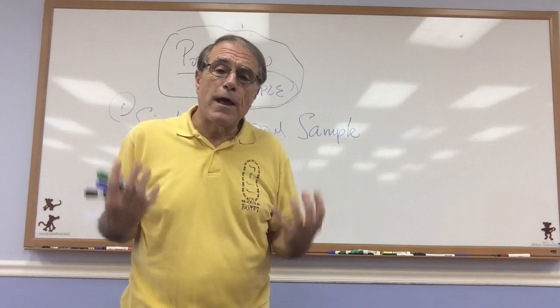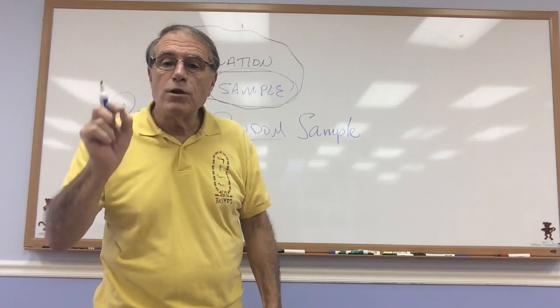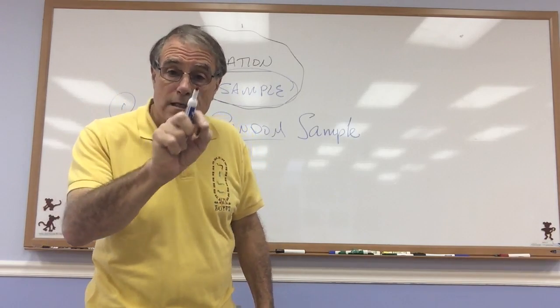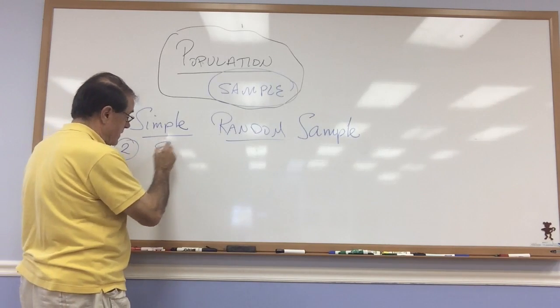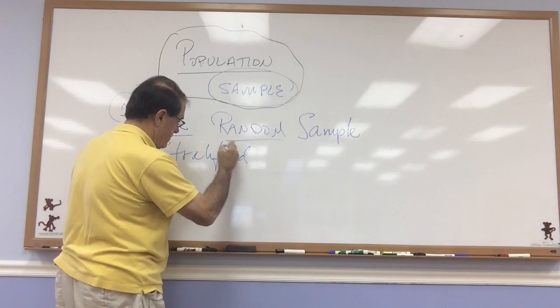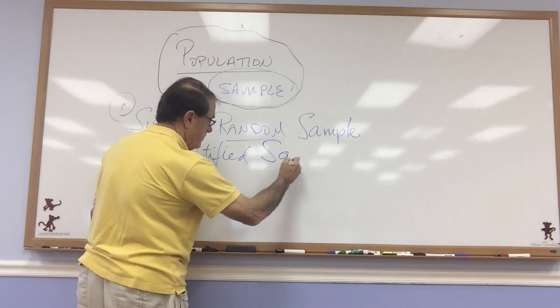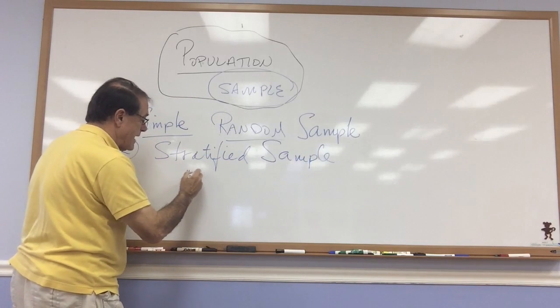So to ensure that all groups are included, what we would like to do would be to use a stratified sample. So our second type here is a stratified sample. Think of the word strata.